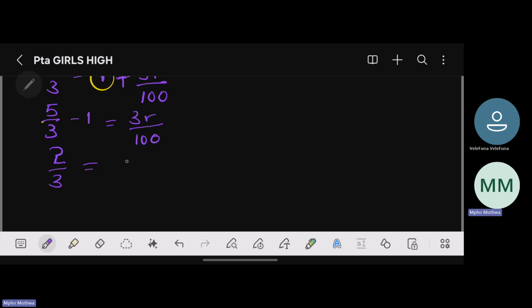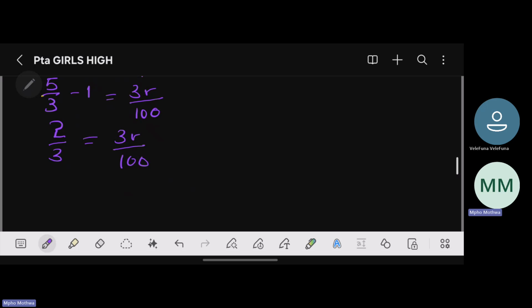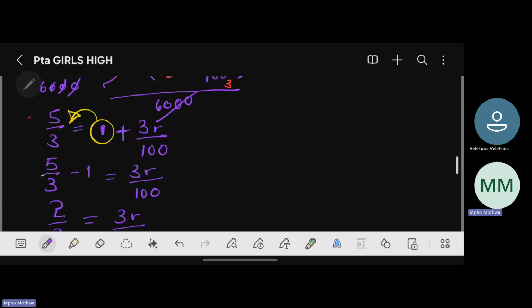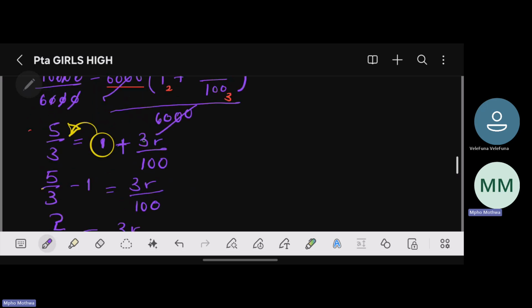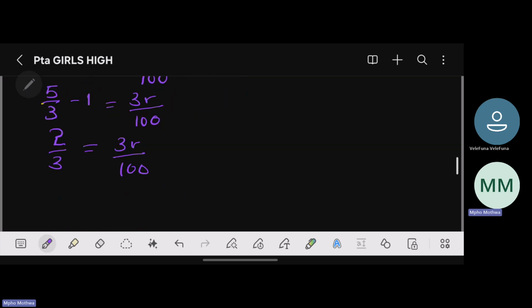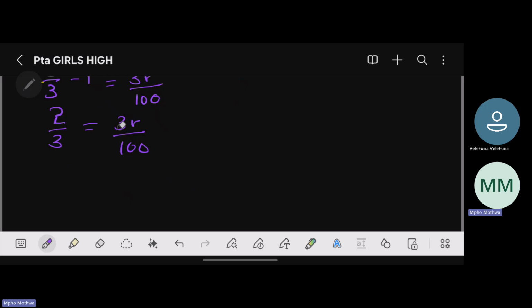Then on this side, you have 3R/100. Now you see we are almost done. The thing that we want to remove is 100, and then after 100, we can remove 3. But multiplicative inverse or reciprocals allows us to remove these together. Remember how you remove a fraction together? I can simply say, okay, check, I'll be removing that fraction just now.